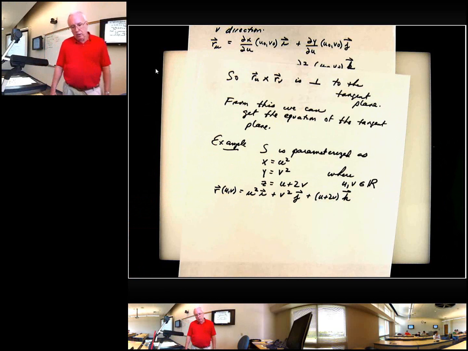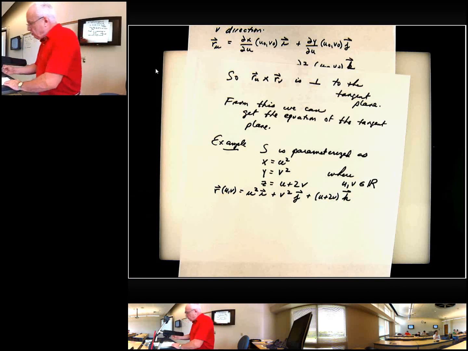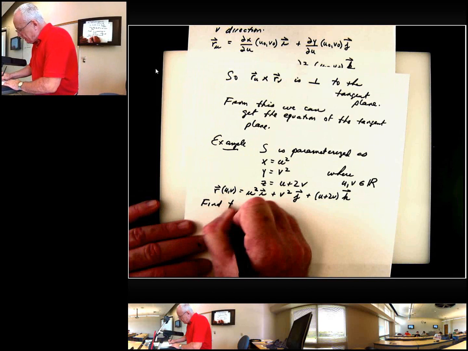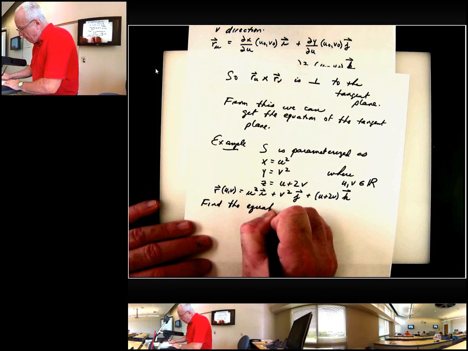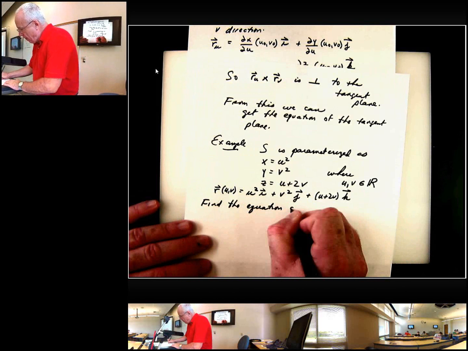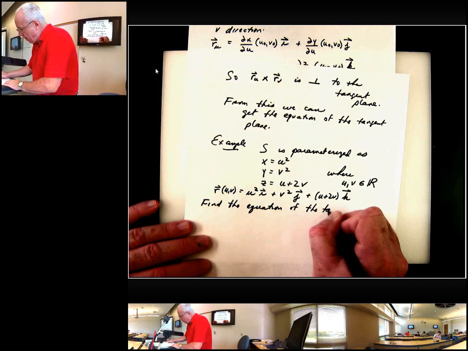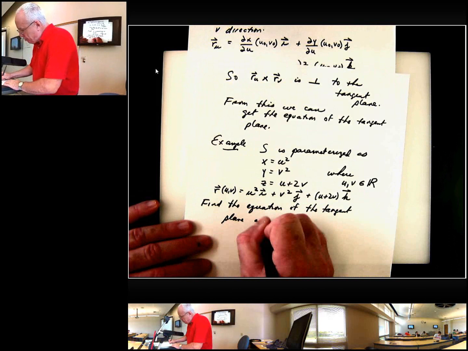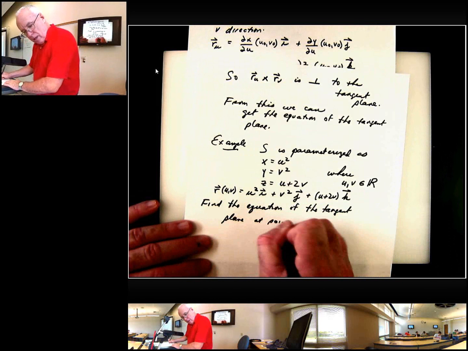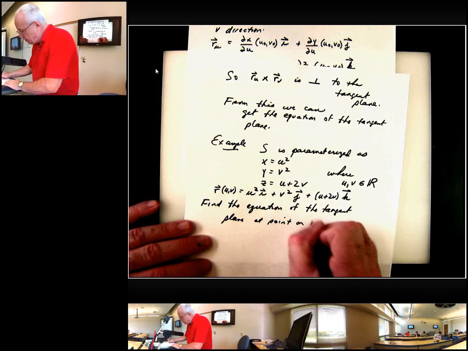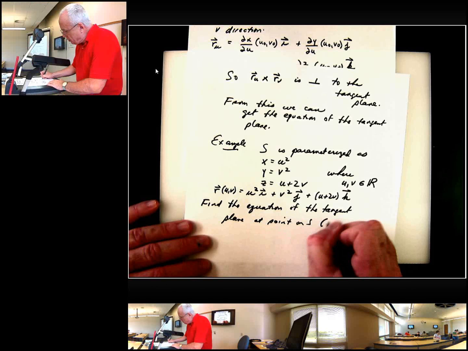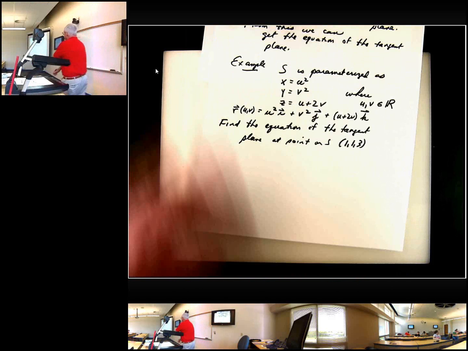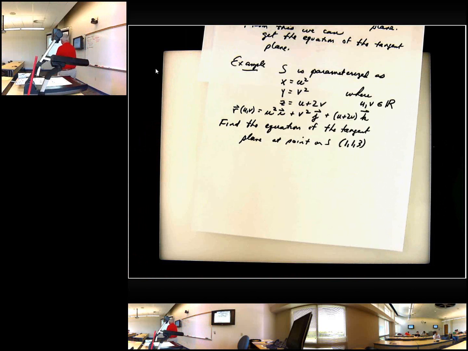Okay, so the question is: find the equation of the tangent plane at the point on F of 1, 1, 3. Okay, so that's our point that we want to look at, that tangent plane that's sitting on that point.